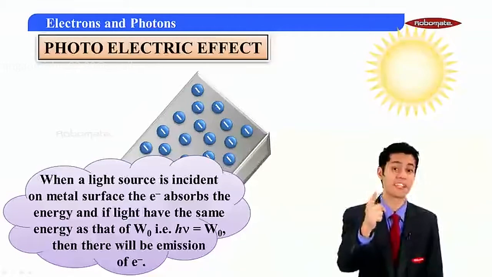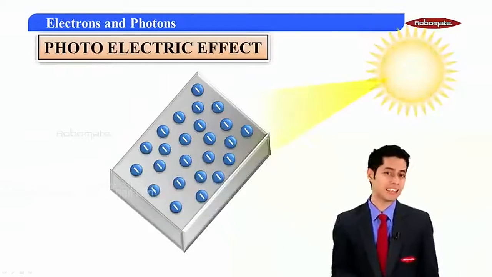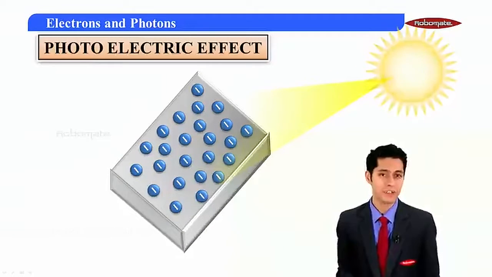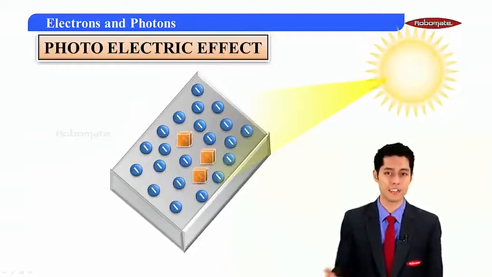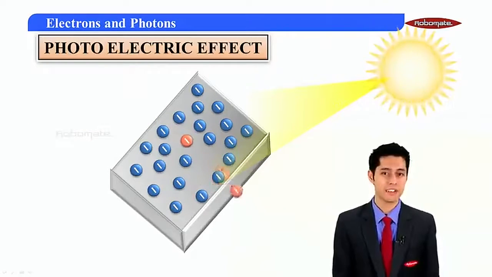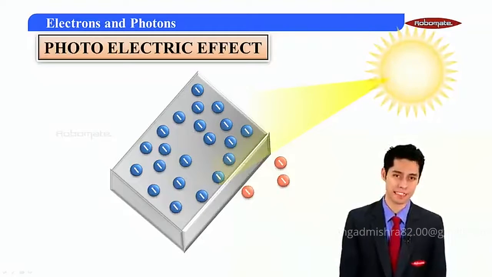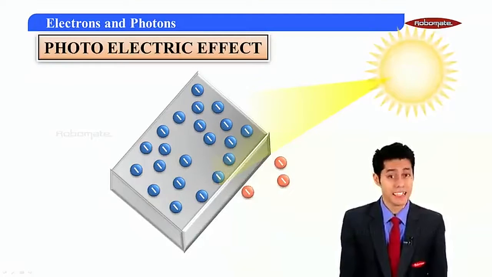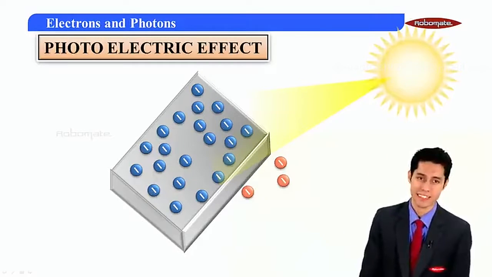Yes, students, they will have a tendency to start getting excited. You can see the photons coming and colliding with the electrons, the electrons getting excited, and they will have energy in them and photoemission will take place. So students, this is how the photoelectric effect takes place. Thank you.